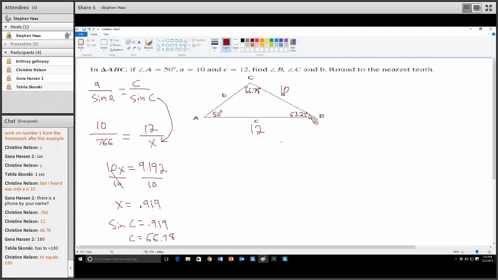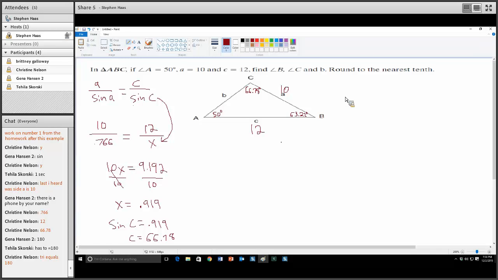Use sine B is to sine of 63.22 as sine 50 is to 10, or you can use either one, by the way. You can use B is to sine B as C is to sine C, or as A is to sine A. Either one will get you the correct answer.